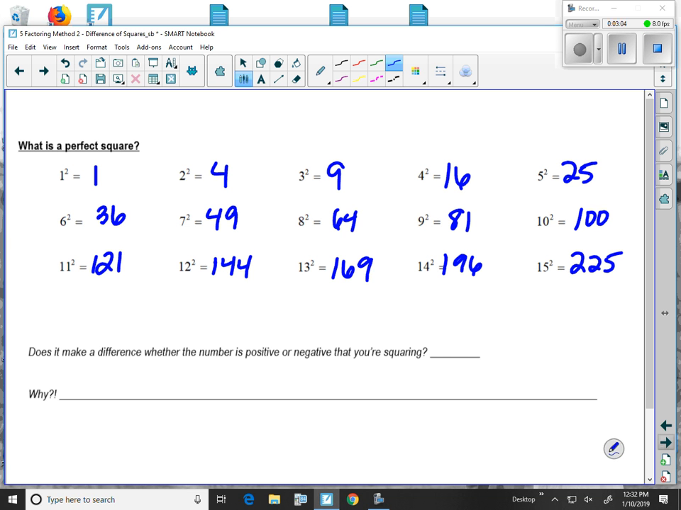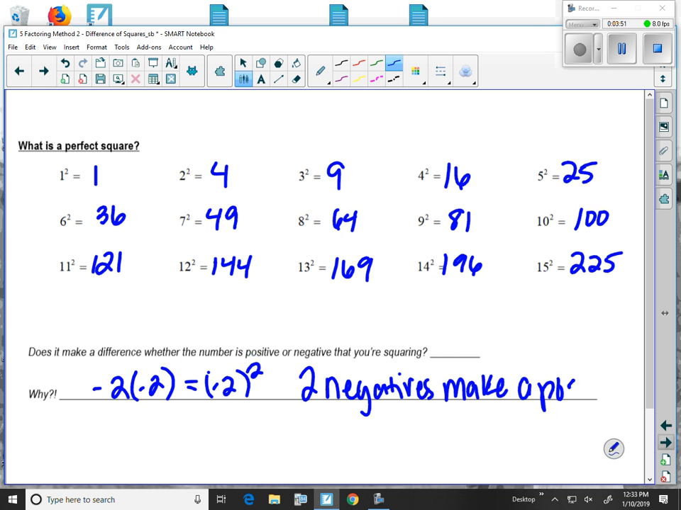Does it make a difference whether a number is positive or negative when we square it? No, it doesn't. If you go into your calculator and type in parentheses, -2 squared, you'll get 4. If you do 2 squared, you get 4. Here's why. -2 times -2 is the same thing as -2 squared. A negative times a negative makes a positive. Two negatives make a positive.